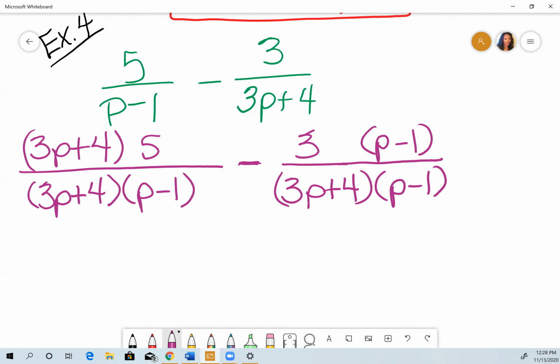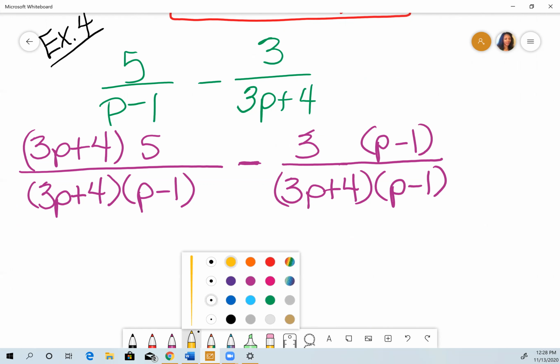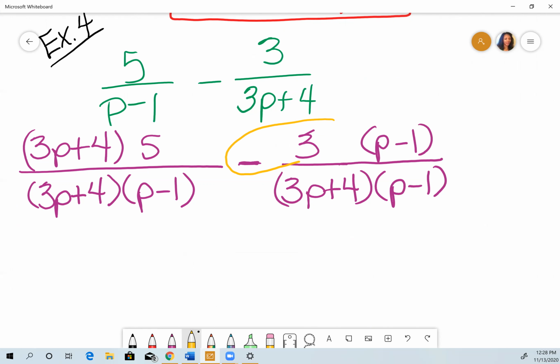So now I notice that my denominators are exactly the same. So that's awesome. What I want to pay attention to is I have a negative sign. That negative sign is going to affect everything that's inside of this set of parentheses, meaning it's going to change the signs. So over on this side, I still have to distribute, but I do not have to change the signs. I only change the sign for the second fraction because the second fraction is affected by that negative sign. It follows that negative sign.